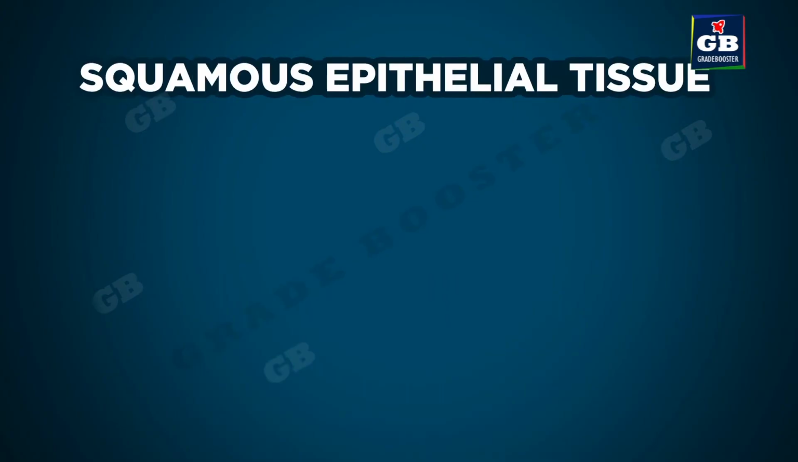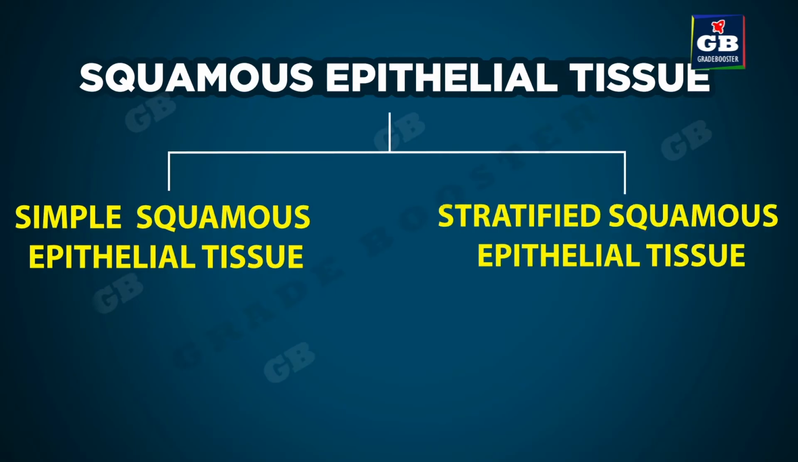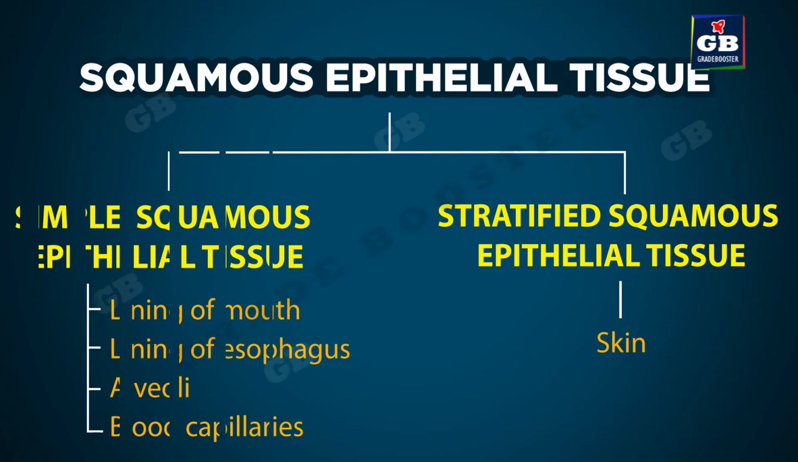So, the squamous epithelial tissue is of two types. One, simple squamous epithelial tissue and two, stratified squamous epithelial tissue. Examples of simple squamous epithelial tissue are lining of mouth, lining of esophagus, alveoli, blood capillaries. Examples of stratified squamous epithelium is skin. This is about squamous epithelial tissue.